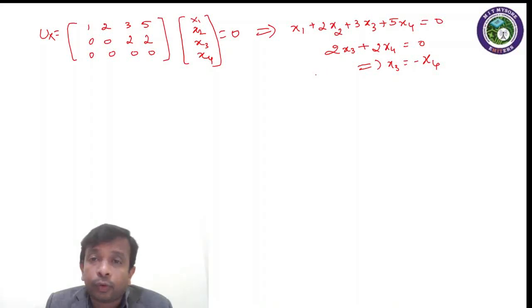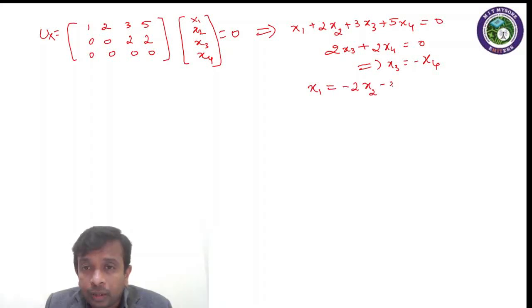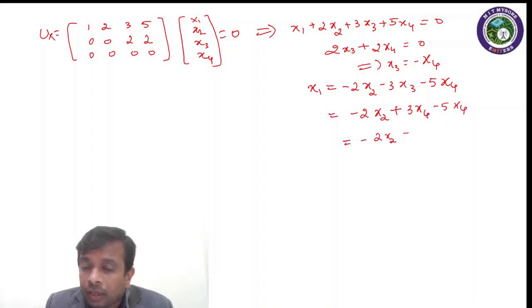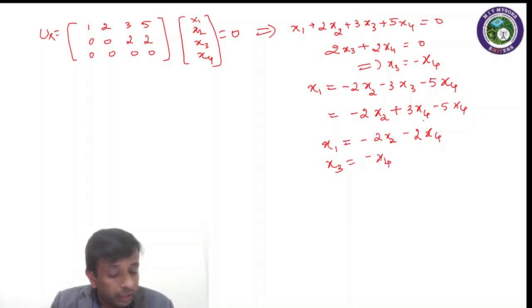Considering x2 and x4 to be free variables, if I have to represent x1 in terms of x2, x3 and x4, it would be minus 2x2 minus 3x3 minus 5x4. Now, since x3 is equal to minus x4, I can write it as minus 2x2 plus 3x4 minus 5x4, that is minus 2x2 minus 2x4. So we have x1 and x3 represented in terms of x2 and x4.